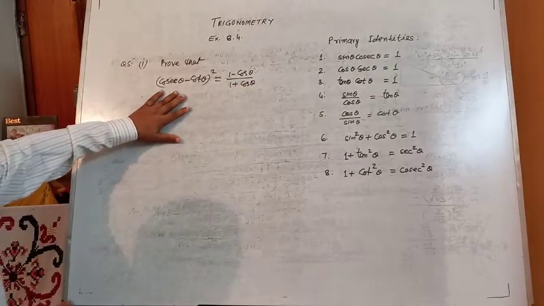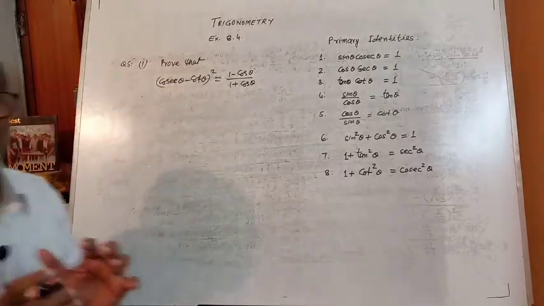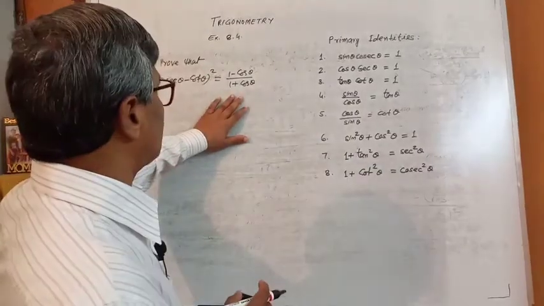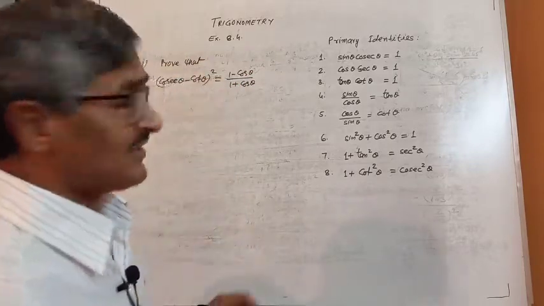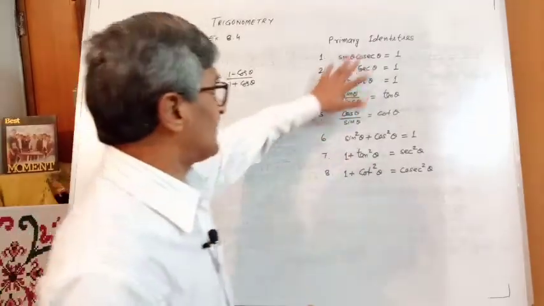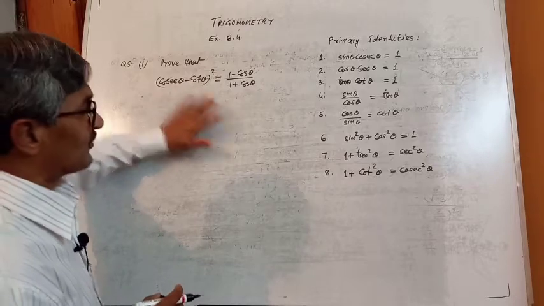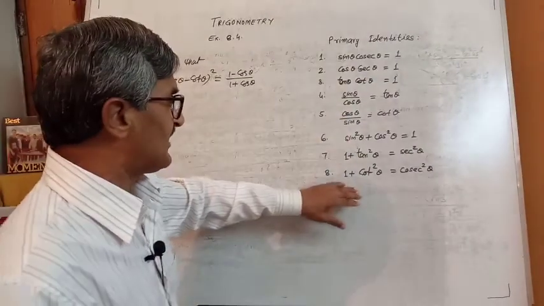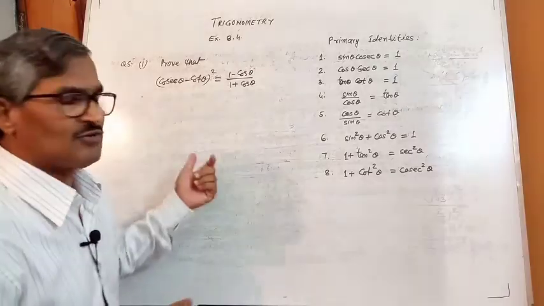This is an identity, but not a primary identity. Identities mean relations between the trigonometric ratios. When a ratio is related to other ratios, it becomes a secondary identity. These are the primary identities and these are the secondary identities. These will be proved with the help of the primary identities. We are going to prove it.